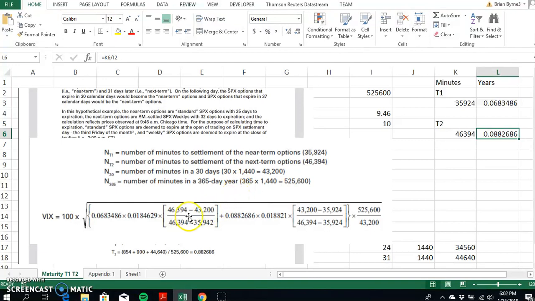Then what's left to be done here in terms of our estimate? Well, we have to explain the 43,200. The 43,200 is the 30-day window expressed in minutes. So there's 43,200 minutes in 30 days, and then that repeats here again, 43,200 minutes in 30 days.